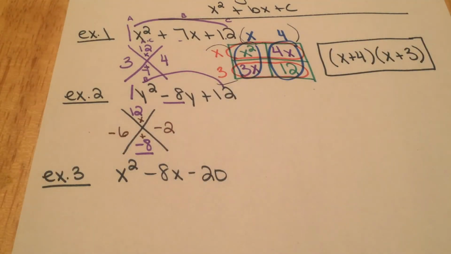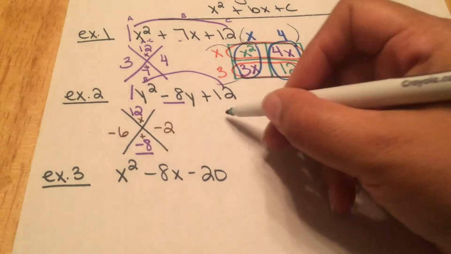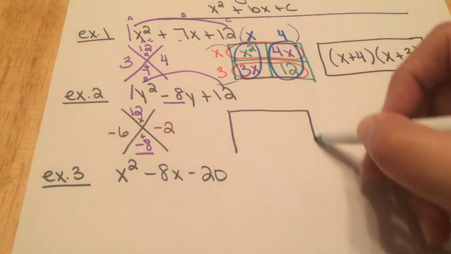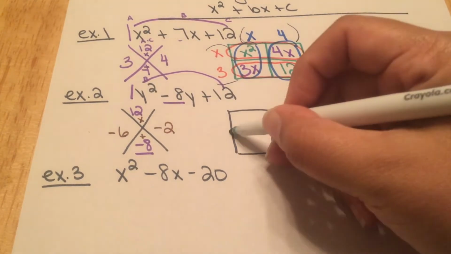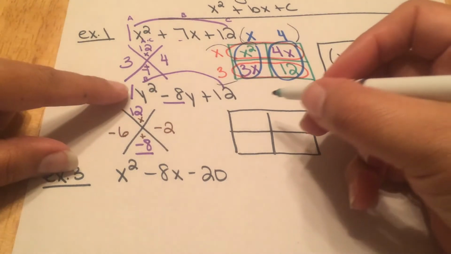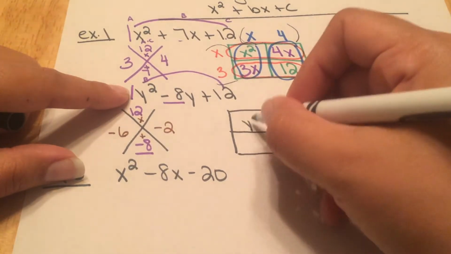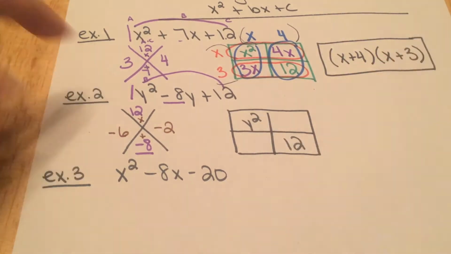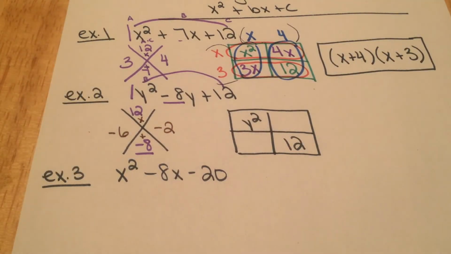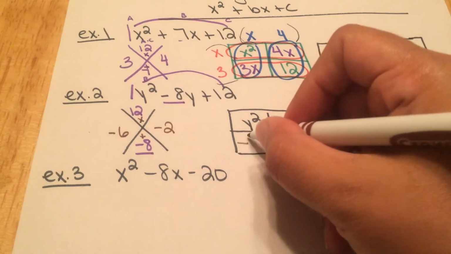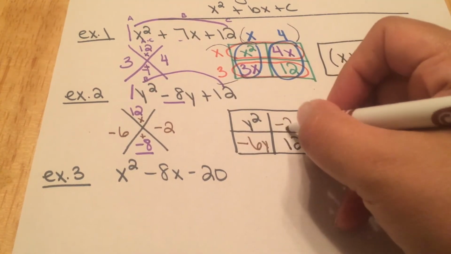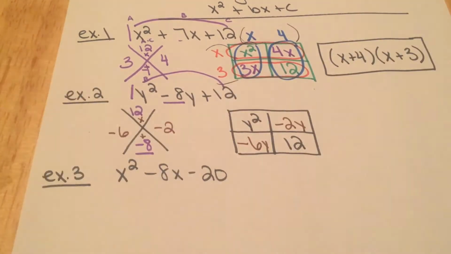So now that I've done my X puzzle, I'm going to go ahead and do my box. I'm going to set up the numbers that I definitely know: my y squared and my 12. And now I'm going to plug in my -6y and my -2y. Just those two numbers, and it doesn't matter where I put them in.